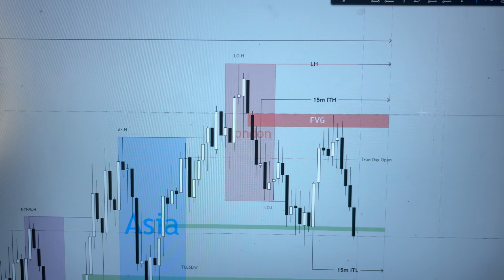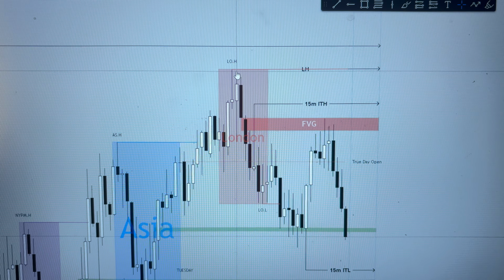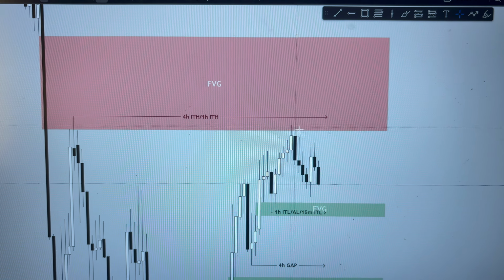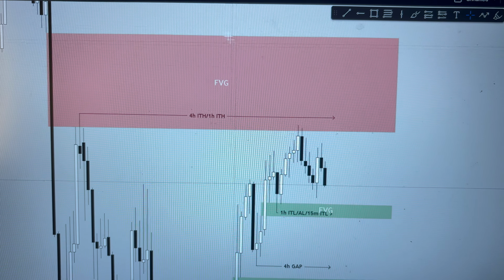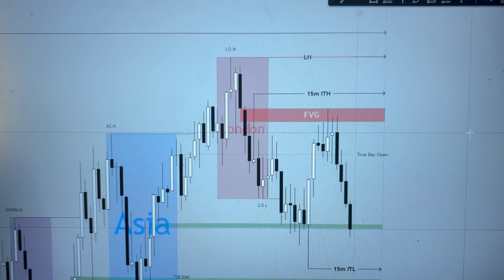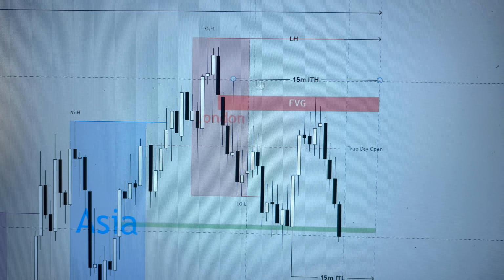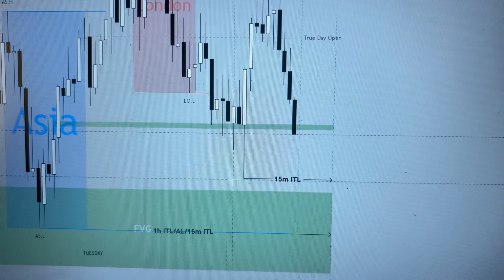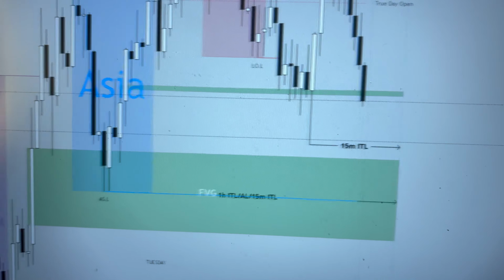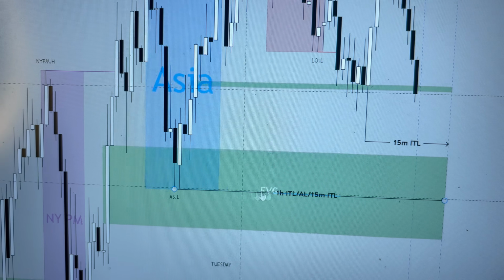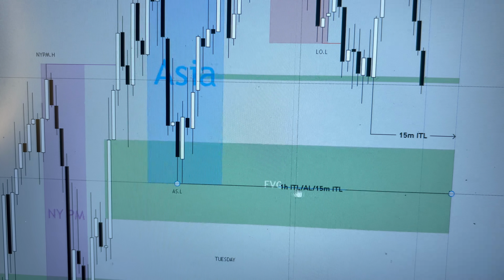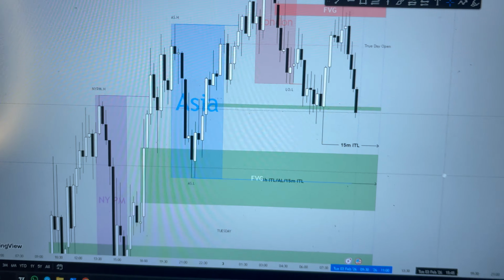And on the 15 minute you can see that we have a London high at the top. So on the 1 hour these highs are London highs, and we have a 15-minute intermediate term high here and 15-minute intermediate term low here, and Asia lows, which are also the 1 hour intermediate term low and 15-minute intermediate term lows.